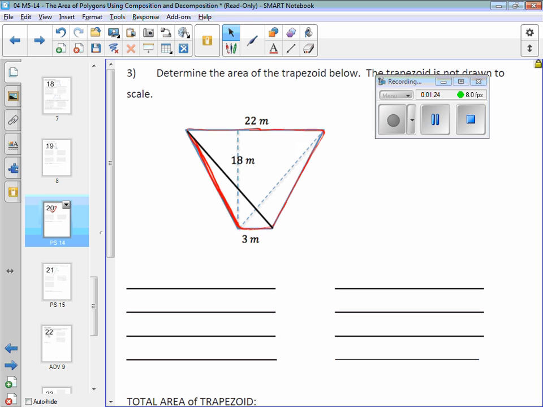Again, try to make believe the dotted lines are not there yet. We do need them eventually. You'll see that you'll need one of them. So now we have two triangles, and I'm going to call this triangle 1. Do you see triangle 1? It's right here. And this is triangle 2.